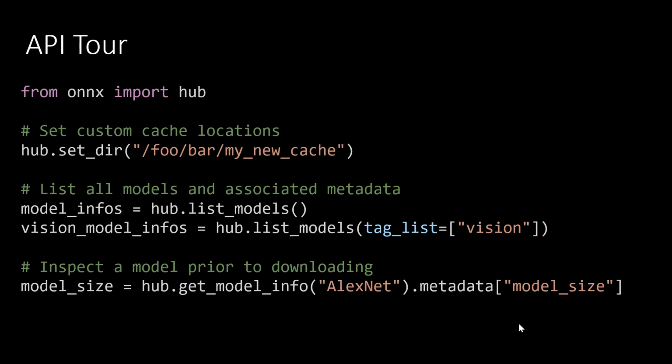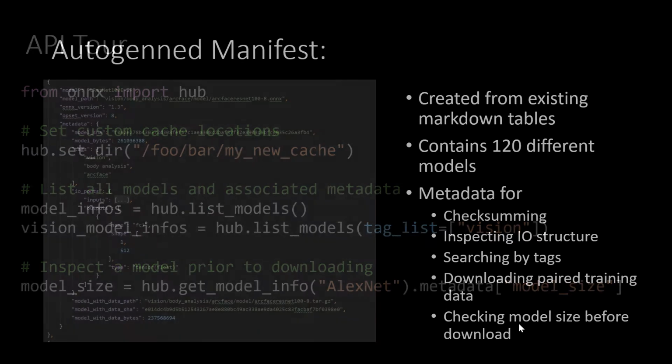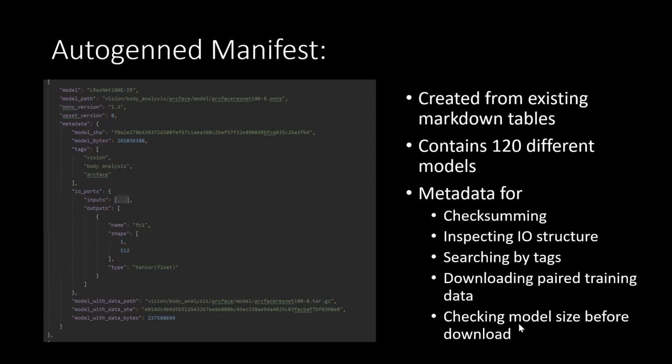A lot of the functionality of the hub relies on a manifest which contains metadata and locations of trained models. And in particular, this manifest is not hard to create. We were able to automatically generate it using the existing markdown tables on ONNX/models. And this allows us to suck in over 120 different models into our initial version of the hub with metadata for checksumming and inspecting the input-output structure of these models and a variety of other features.